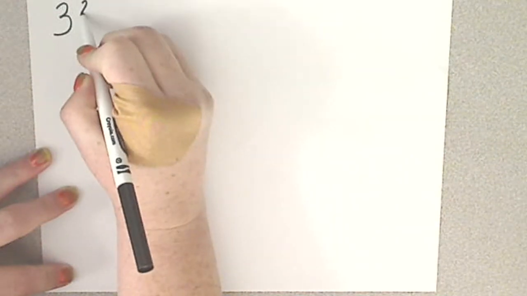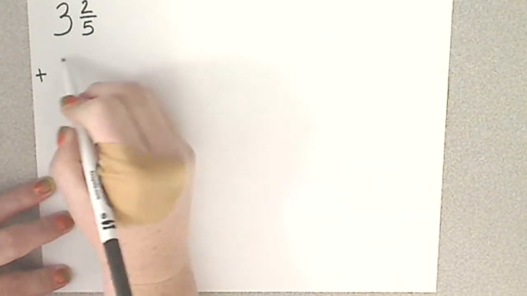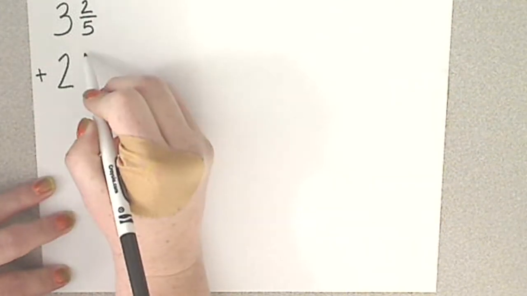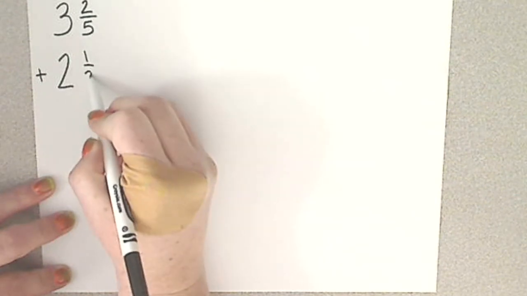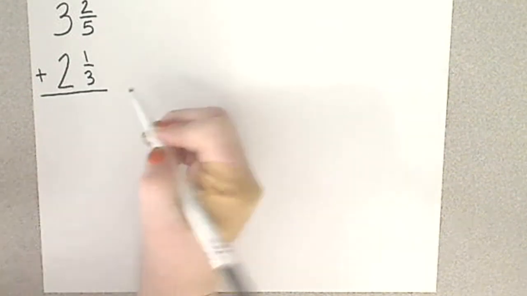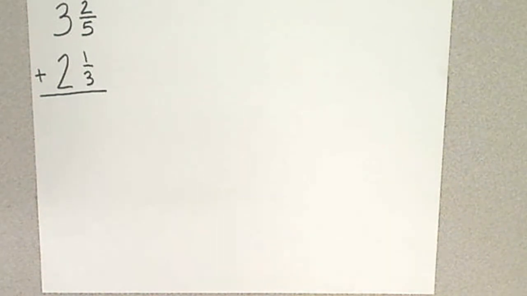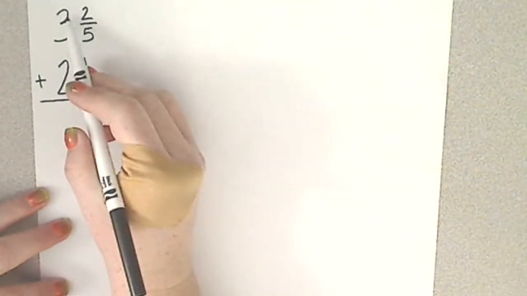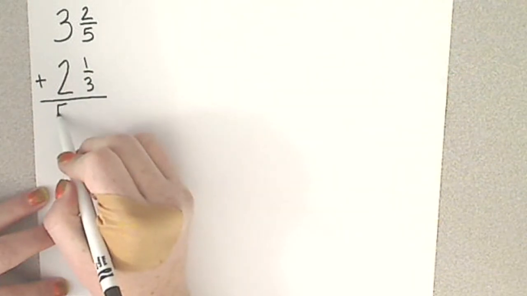So let's dig in. The example problem we're going to be working this morning is 3 and 2/5 plus 2 and 1/3. With the non-conversion technique, where you do not take the whole numbers and add them back into the fraction, we're going to add the whole numbers first. So 3 plus 2 is 5.